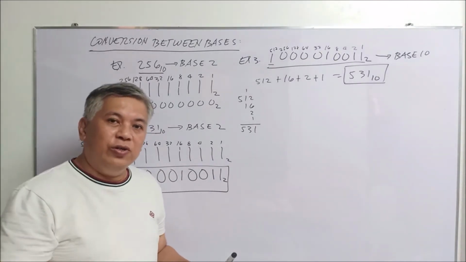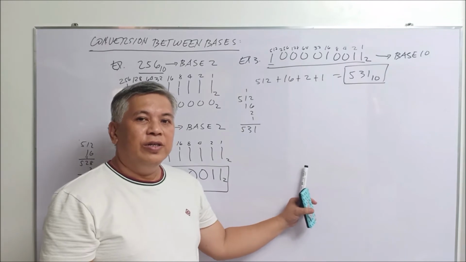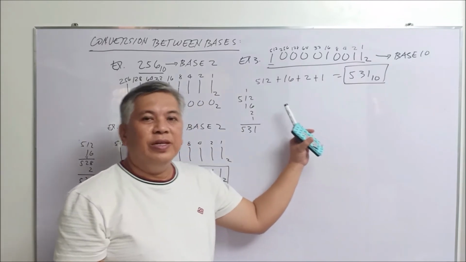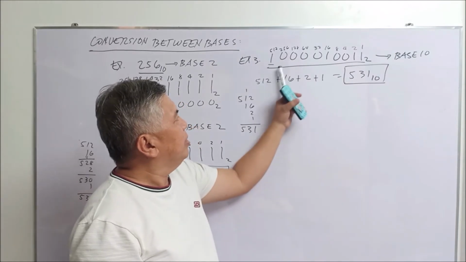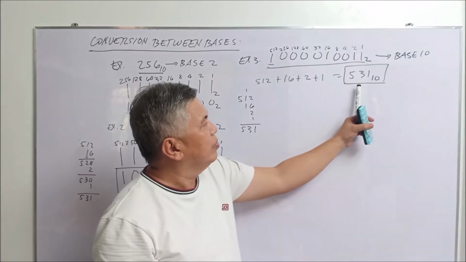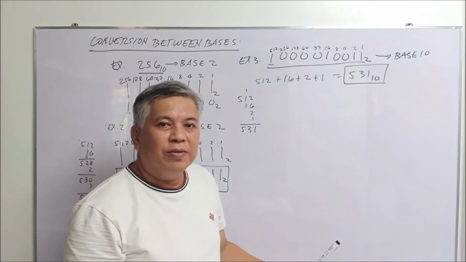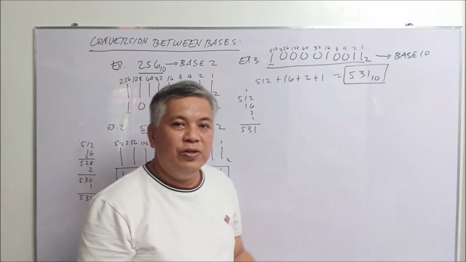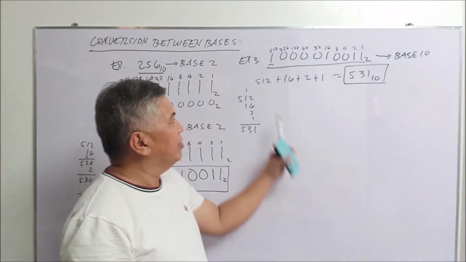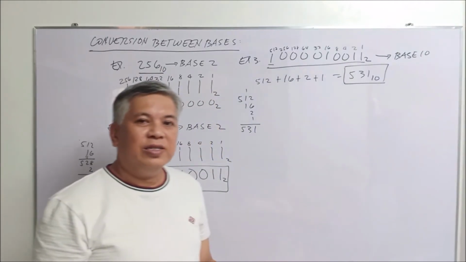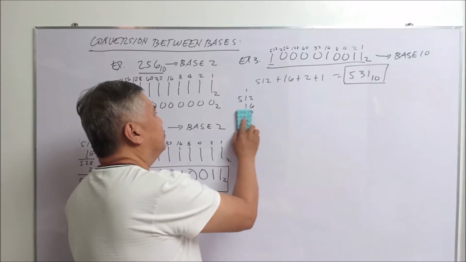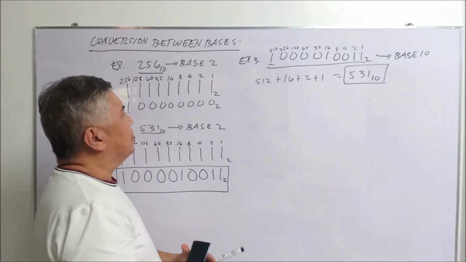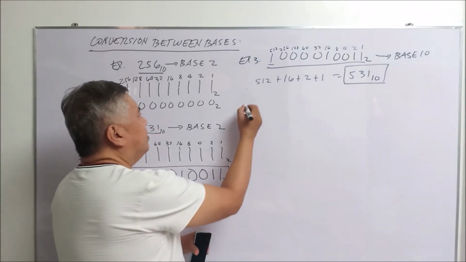Or we can also use positional notation. But it will take time in determining the value of this binary number into decimal number if we will use the positional notation, no? Whereas this one, the result is faster. Okay? It's easy. Okay. Now, let's have another example.